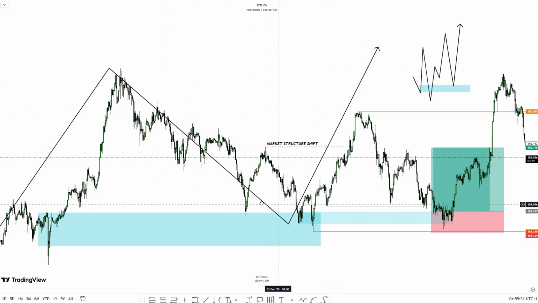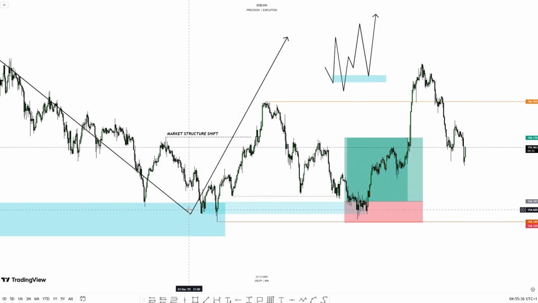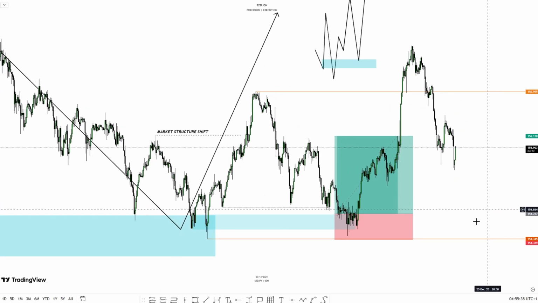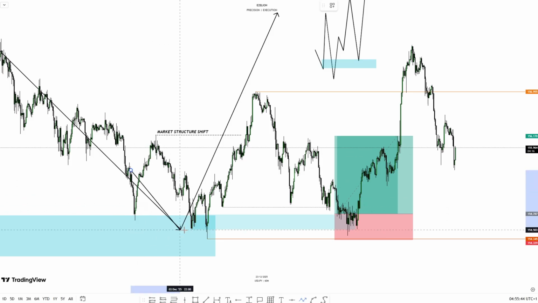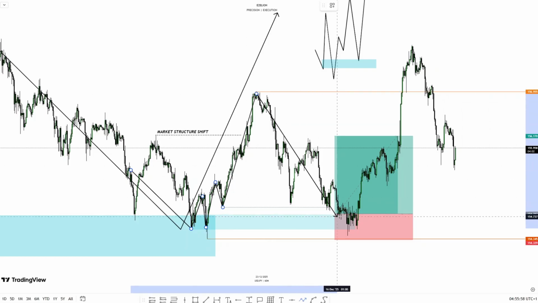Immediately price tapped into this key level we marked out. We now start looking for our entry model. So what was our entry model? We have our liquidity sweep, then structural liquidity, then a break of structure. Yes, wait, a market structure shift in this case because it's reversing. Then we place our limit order and we took this trade.